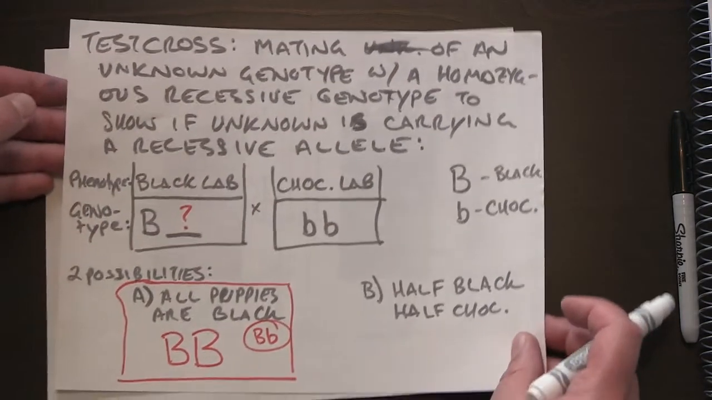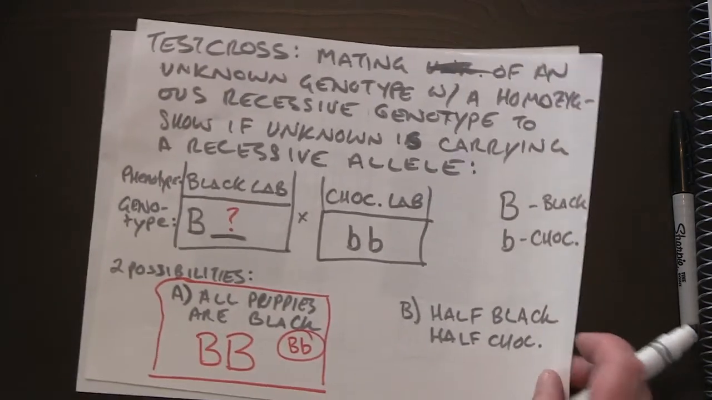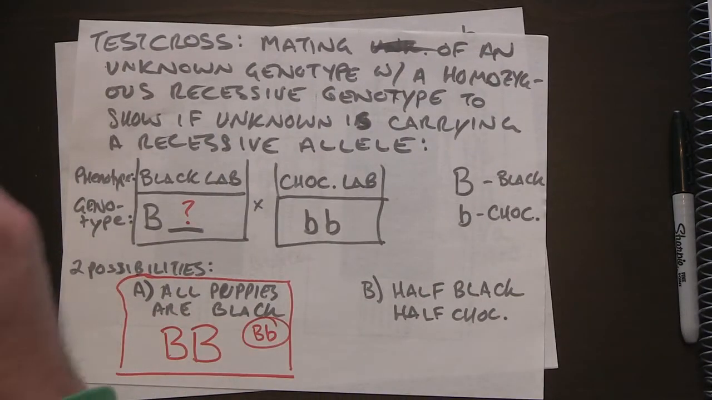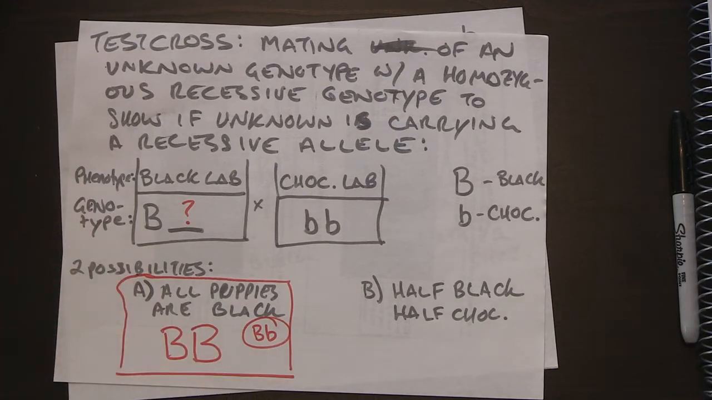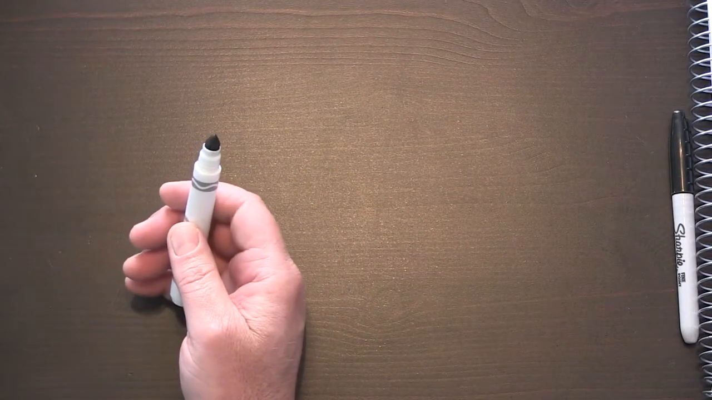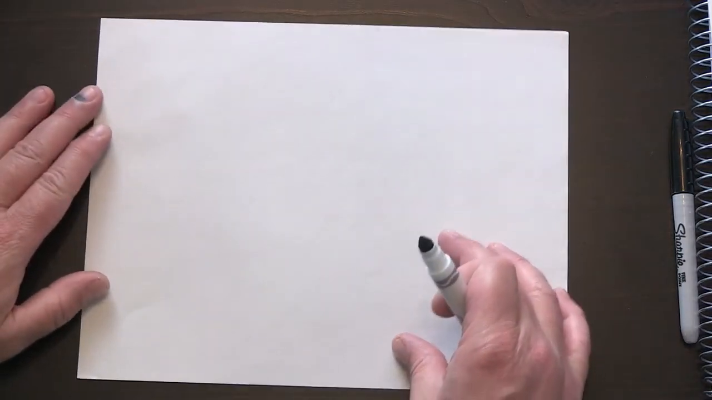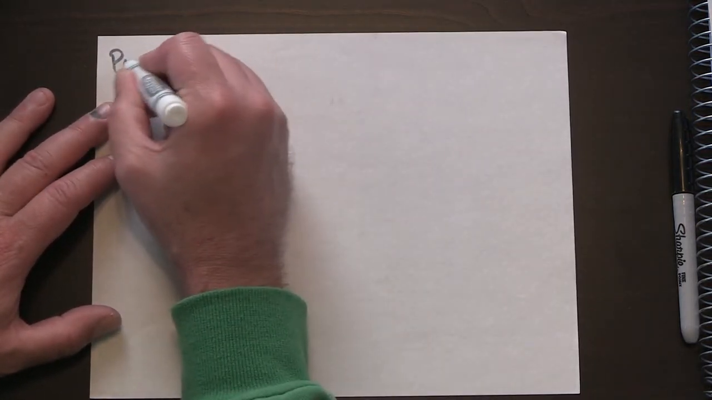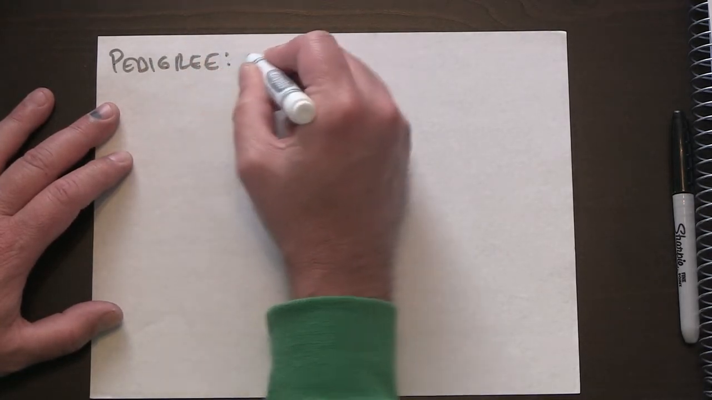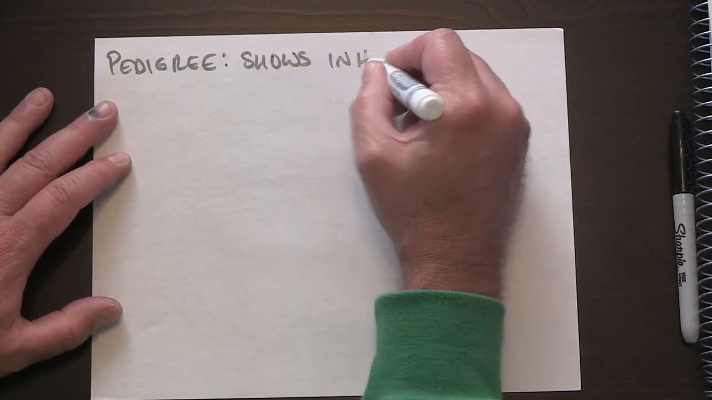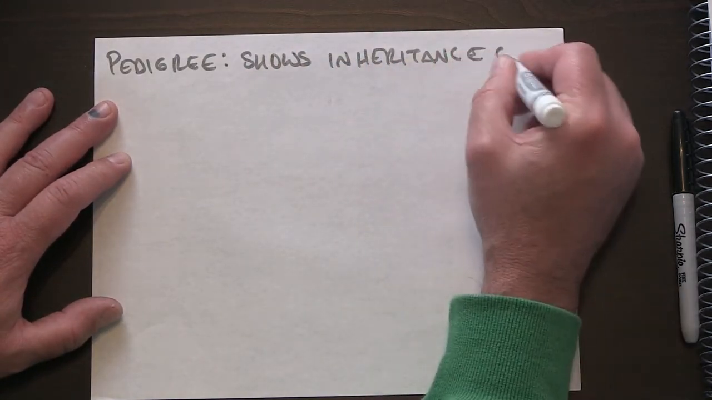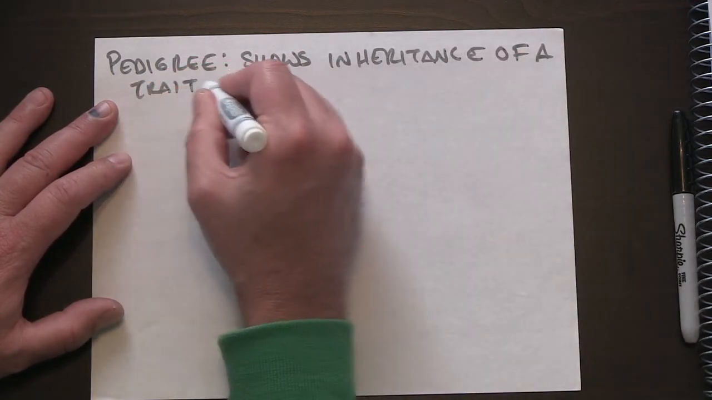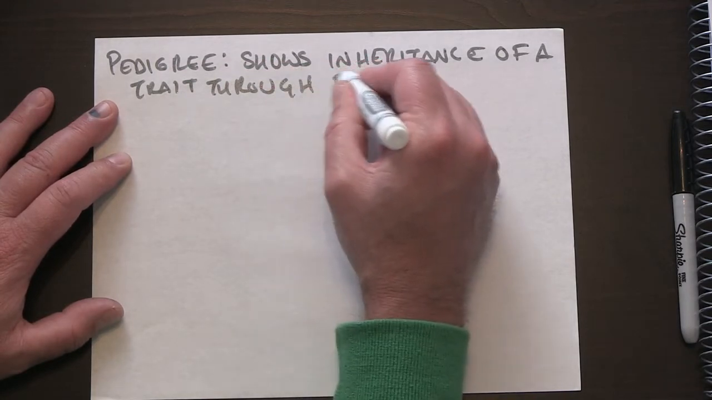So that's called a test cross, which is fine for figuring out the genotypes of pets. But if we wanted to find out the genotype of your sister or your daughter, we can't just mate her with someone. That's not cool. So instead of that, we can use what's known as a pedigree, which basically traces back through time the phenotypes to figure out the genotype. It shows the inheritance of a trait through familial generations.